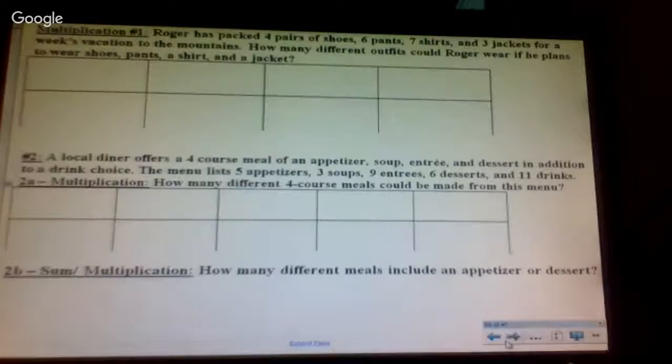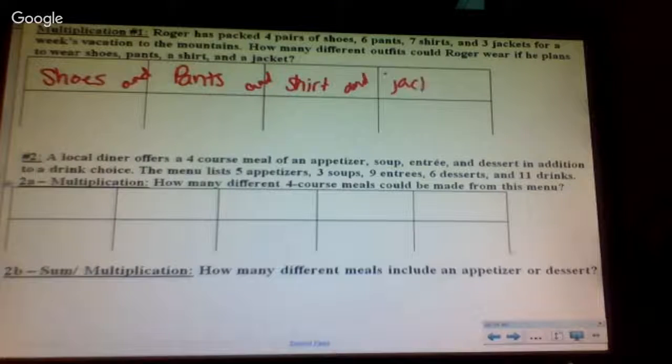Moving on. Multiplication number 1. Roger has packed 4 pairs of shoes, 6 pants, 7 shirts, and 3 jackets for a week's vacation to the mountains. How many different outfits could Roger wear if he plans every day to wear shoes, pants, a shirt, and a jacket? So, we're wearing shoes and pants and a shirt and a jacket.